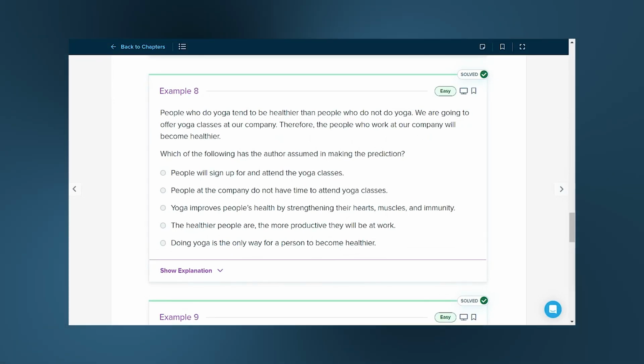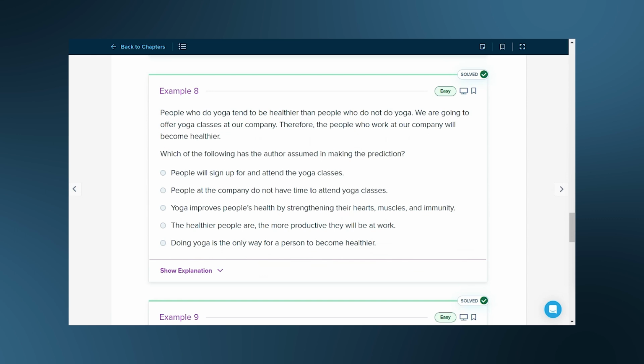People who do yoga tend to be healthier than people who do not do yoga. We are going to offer yoga classes at our company. Therefore, the people who work at our company will become healthier. Which of the following has the author assumed in making the prediction?